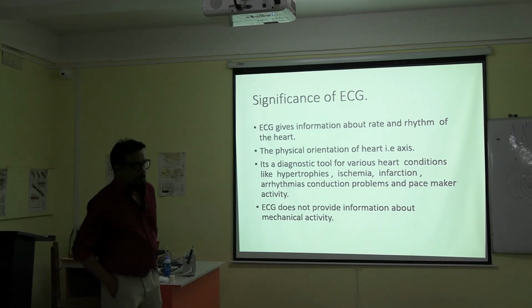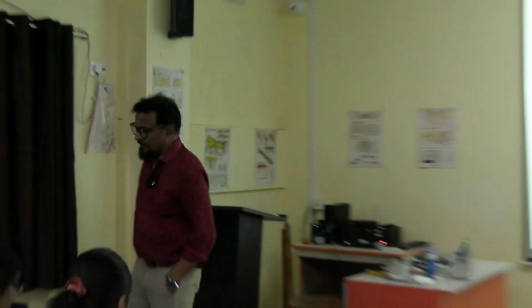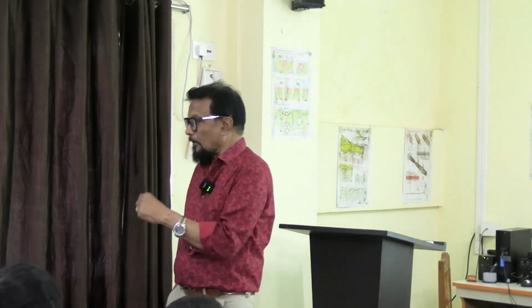In our last class, we discussed what electrocardiography is. It is the method of recording electrical activity of the heart and presenting the record in graphical form. So this is electrocardiography, the method; the electrocardiograph is the machine; and the electrocardiogram is the graphical record. Why do we do electrocardiography?